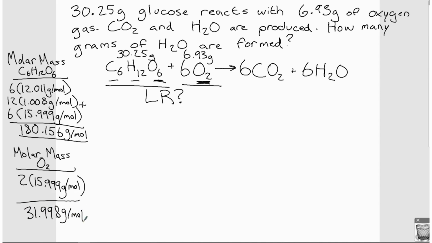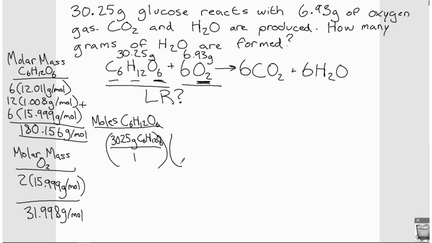So converting grams to moles. And first one that we're going to do is figure out how many moles of glucose we have. Here's how I like to do it. I like to take my grams, 30.25, make sure I label it grams, and I label my substance as well with glucose. And I'll put that over 1 just to get it into fraction form. That makes this part a little bit easier. I'm going to make sure that I have grams of glucose on the bottom and moles of glucose on the top.